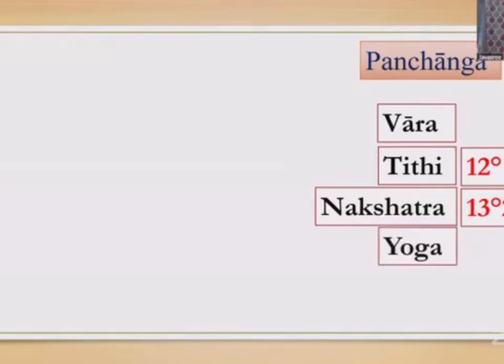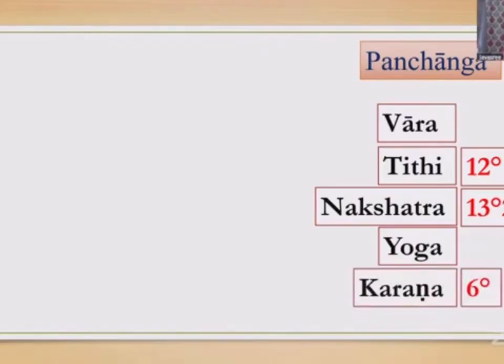And then yoga. Yoga means both the sun's longitude, that is how much the sun has traveled in a day, and how much the moon has traveled in a day, when put together, that's known as yoga. And then Karana. Karana is 6 degrees, which is half of Tithi. See, I don't want to elaborate on these things. These are the basic features within a day, which we use for our time calculation.